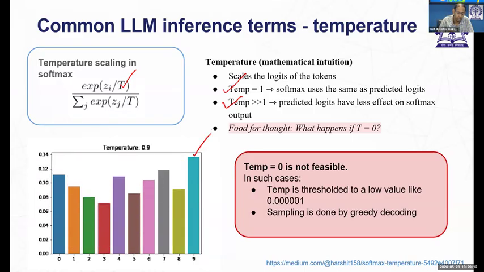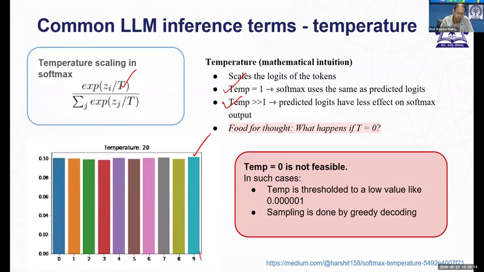So in this particular chart, you can see when the temperature is low, only the 9th token is there. And after that, if you increase the temperature, the other probabilities start to come. Okay. So this is the idea.